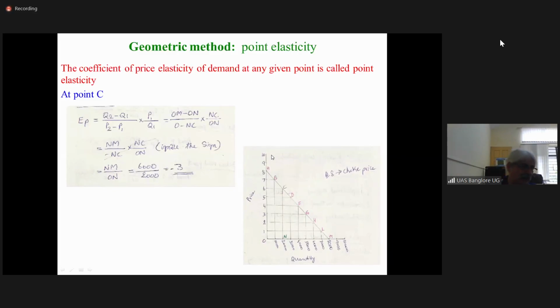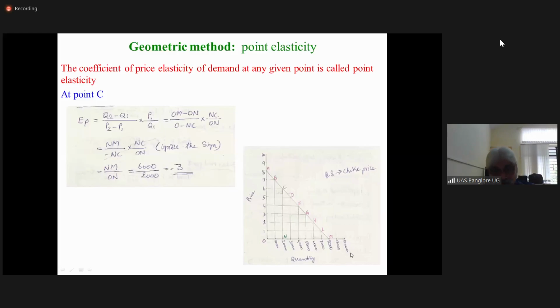For example, here we take C as the point. Earlier we had taken B and D. Now we take a point. You can take any point, it doesn't matter. Just for example, we have taken C. Okay, C as the point. Now, Q2 minus Q1 divided by P2 minus P1 into P1 by Q1 is the formula.